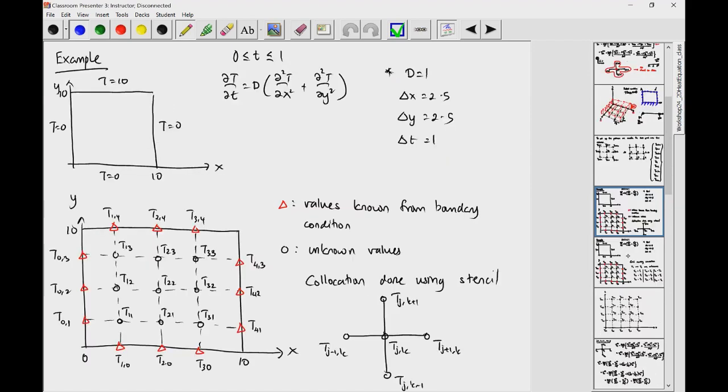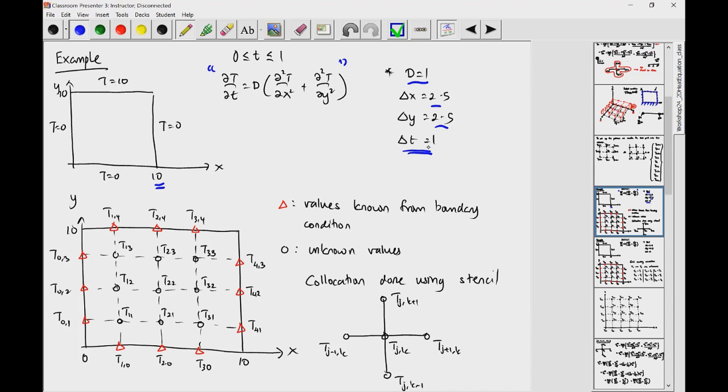So let's say we have this example, a two-dimensional domain where the width of the square is of size 10. You're told that time ranges from 0 to 1 and the temperature distribution is described by this equation. We'll assume that an initial condition is also given to us. If the problem says that D equals 1, delta x and delta y equal 2.5 each, and delta t equals 1, how can we solve this using, for example, the Crank-Nicolson scheme?